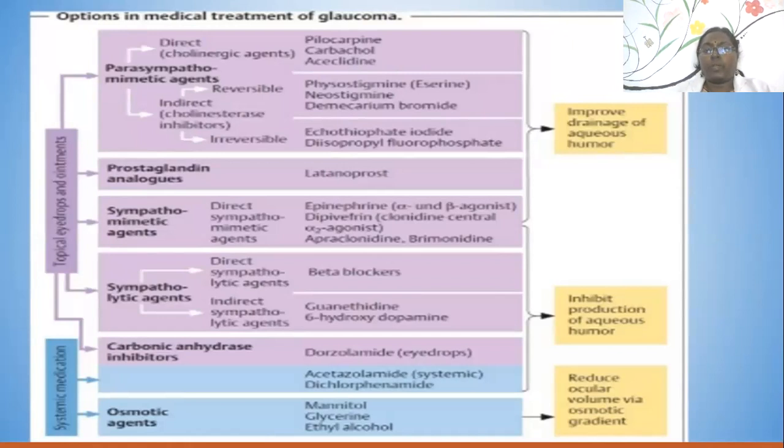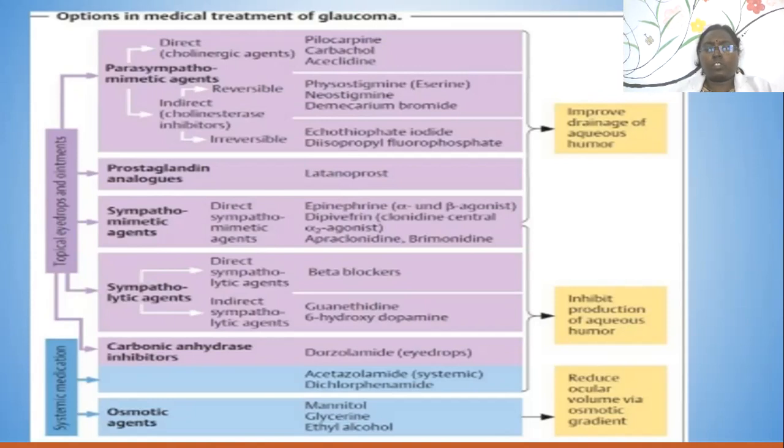Pilocarpine is used in angle-closure glaucoma, for prophylactic laser iridotomy in angle-closure glaucoma. Indirect cholinesterase inhibitors, which are reversible and irreversible, are there. Reversible ones include physostigmine and neostigmine, and irreversible ones include ecothiopate iodide. These improve the drainage of aqueous humor.